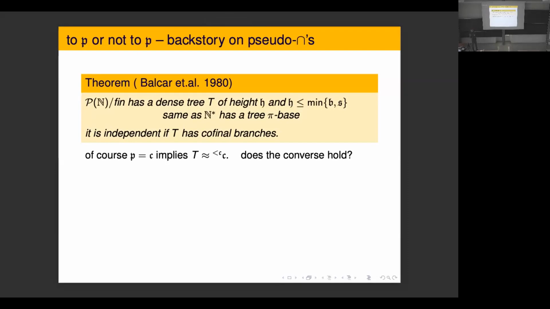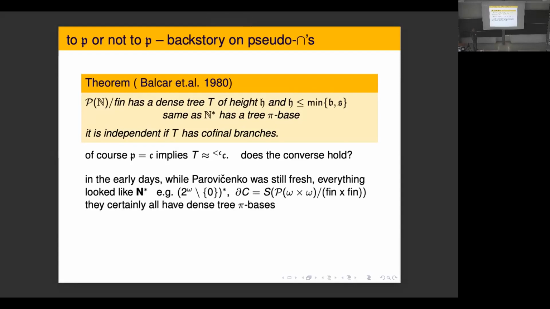I already mentioned to Marlena this question I raised a number of years ago. It's obvious that if the pseudo-intersection number is the continuum, then that tree has to have tree type complete c-ary tree of height c. And I always wondered if the converse was true. I just tossed that out there.